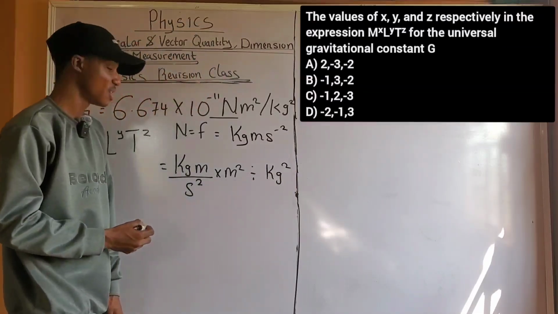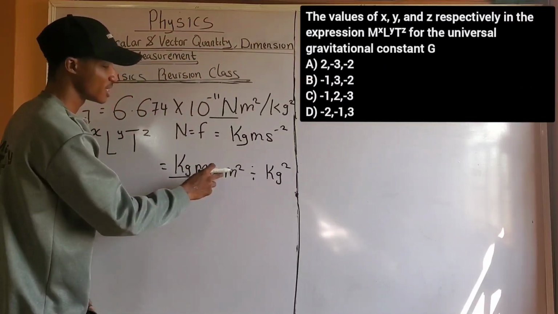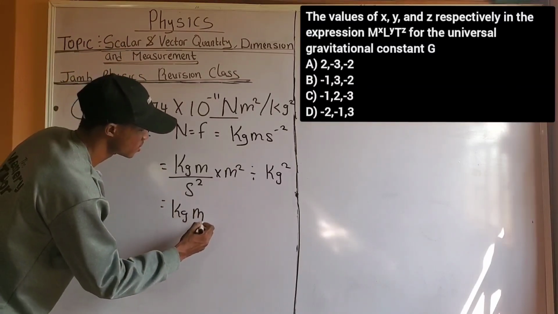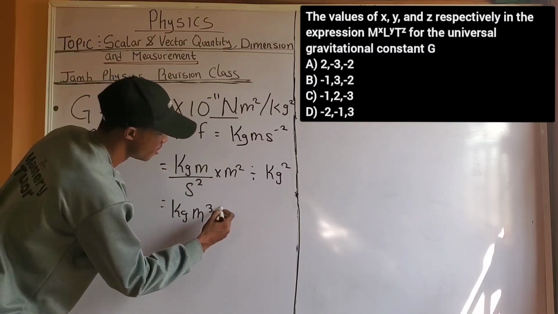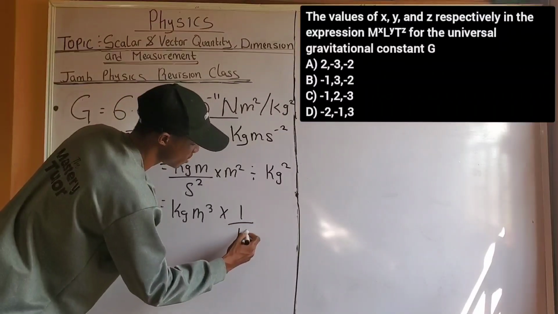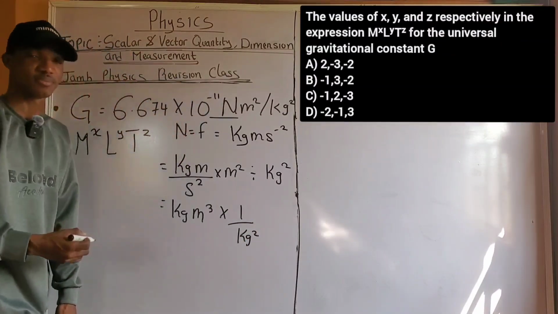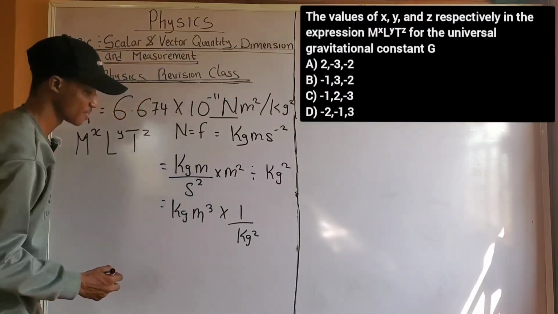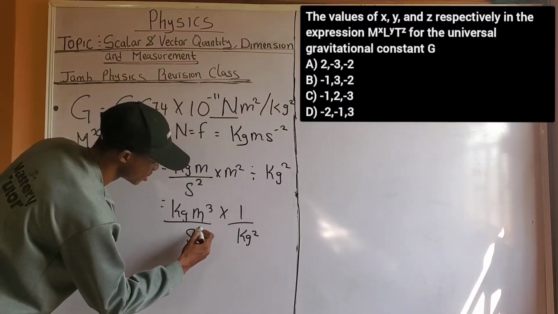Do you understand? Okay, m times m, that is what? M raised to the power of 3. So I'm going to have kilogram m raised to the power of 3 multiplied by 1 over kilogram squared, right? Do you understand? Because now this is division. Do you get it? So please pay attention. Don't forget the s raised to power 2.